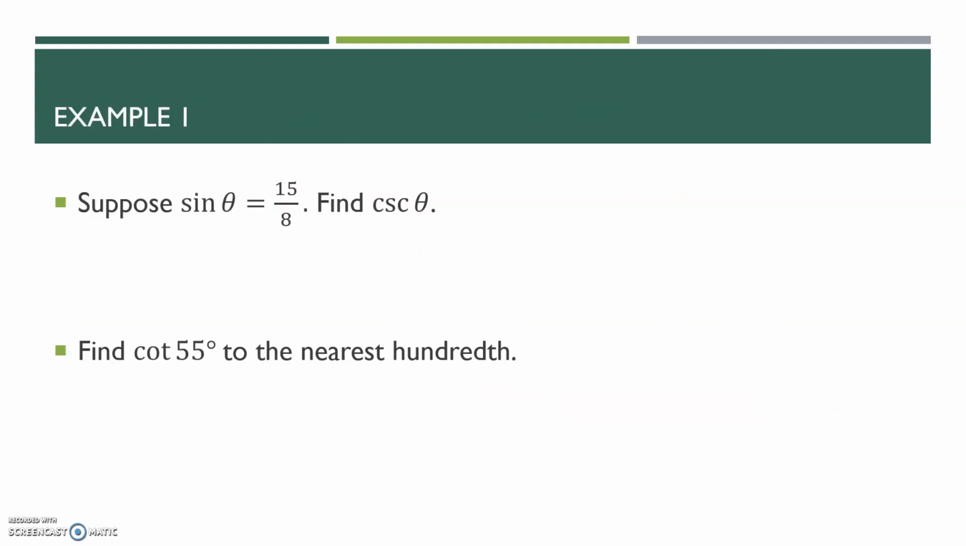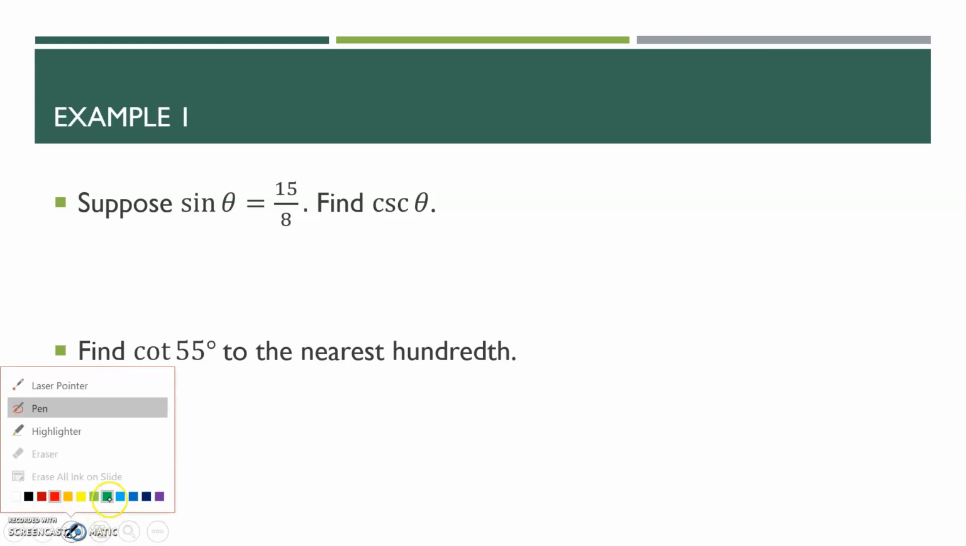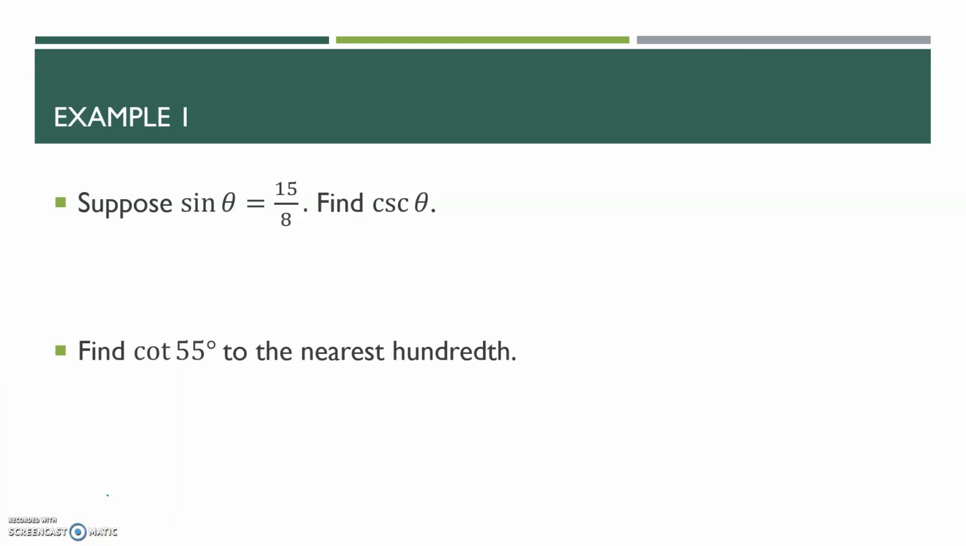So, for example, suppose that sine of theta is 15 over 8, and then it says find the cosecant of theta. Well, the cosecant is just the reciprocal of the sine function. So if sine is this, that means that cosecant of theta is 8 over 15. And that's it. All I have to do is flip those around. I just want you to see that all we're doing is flipping those around.